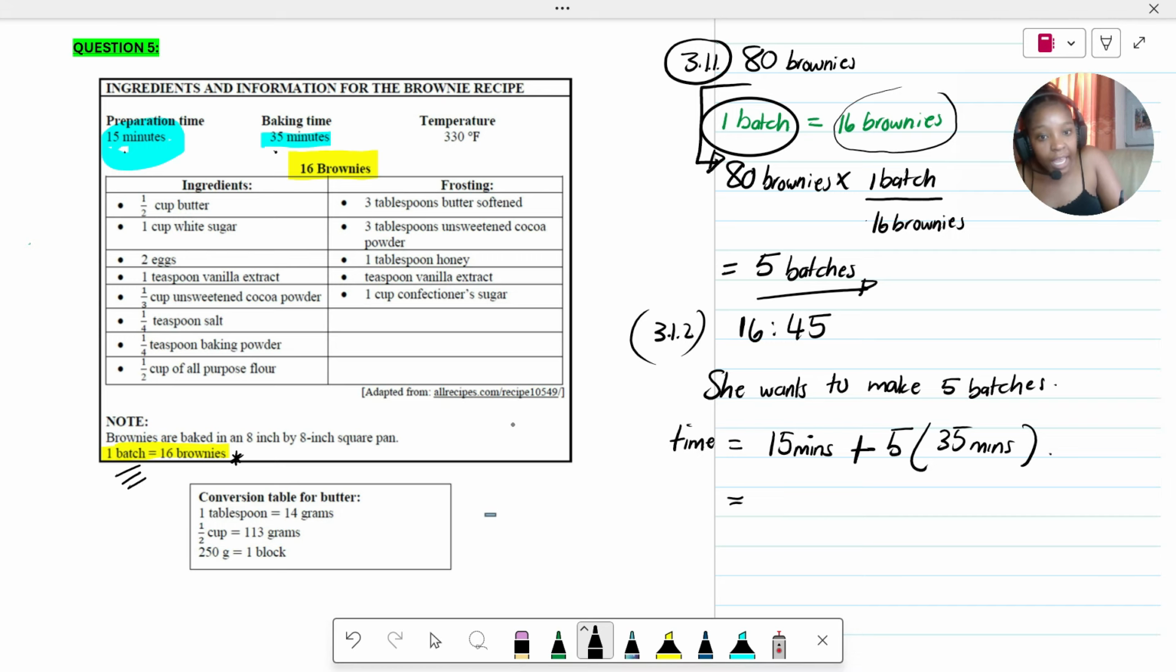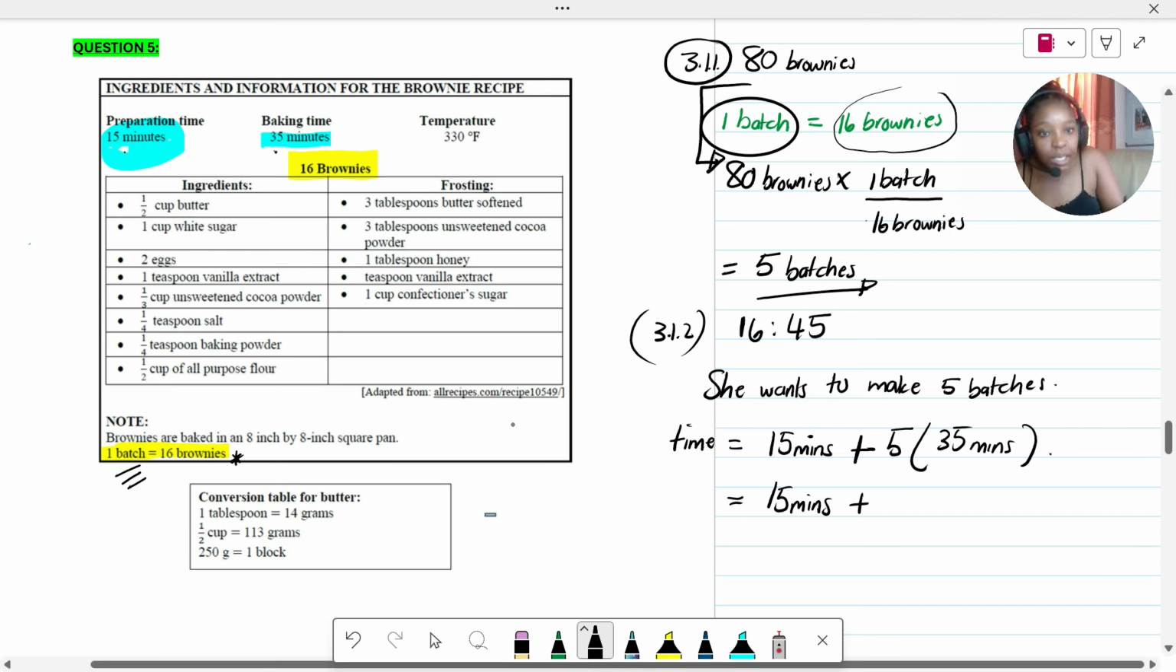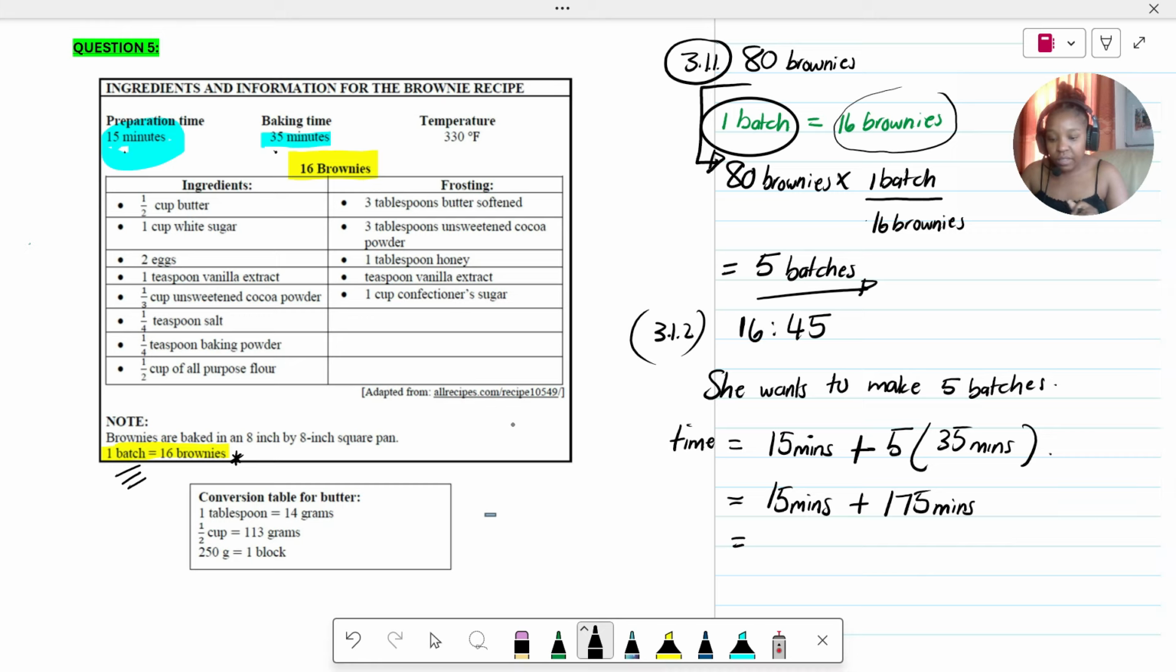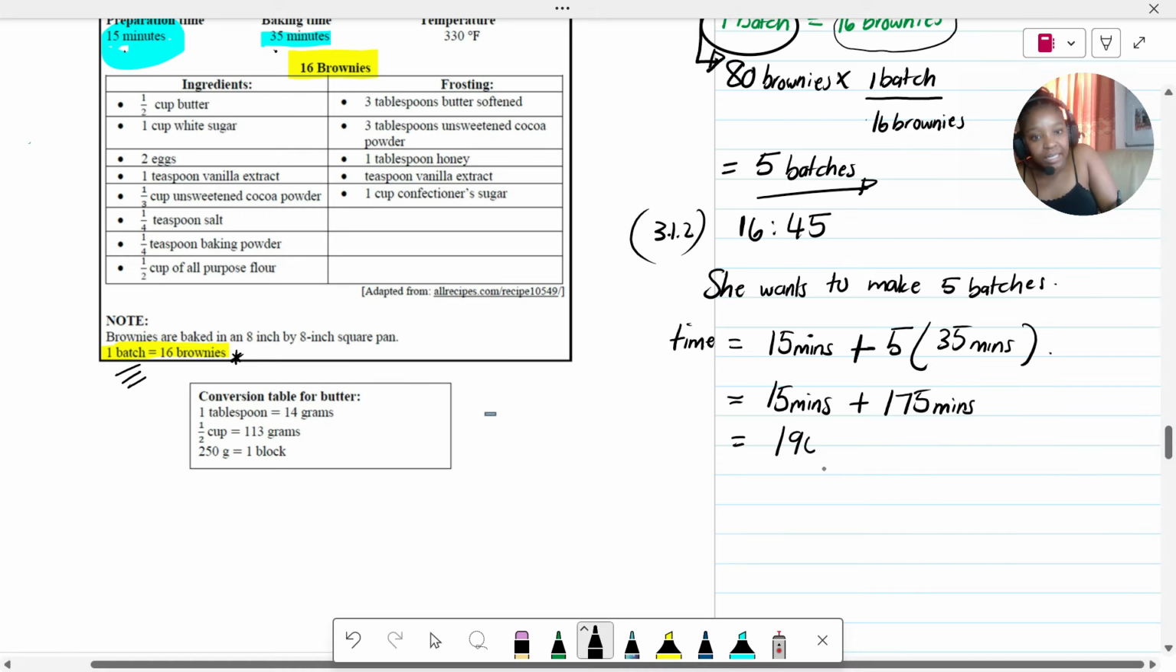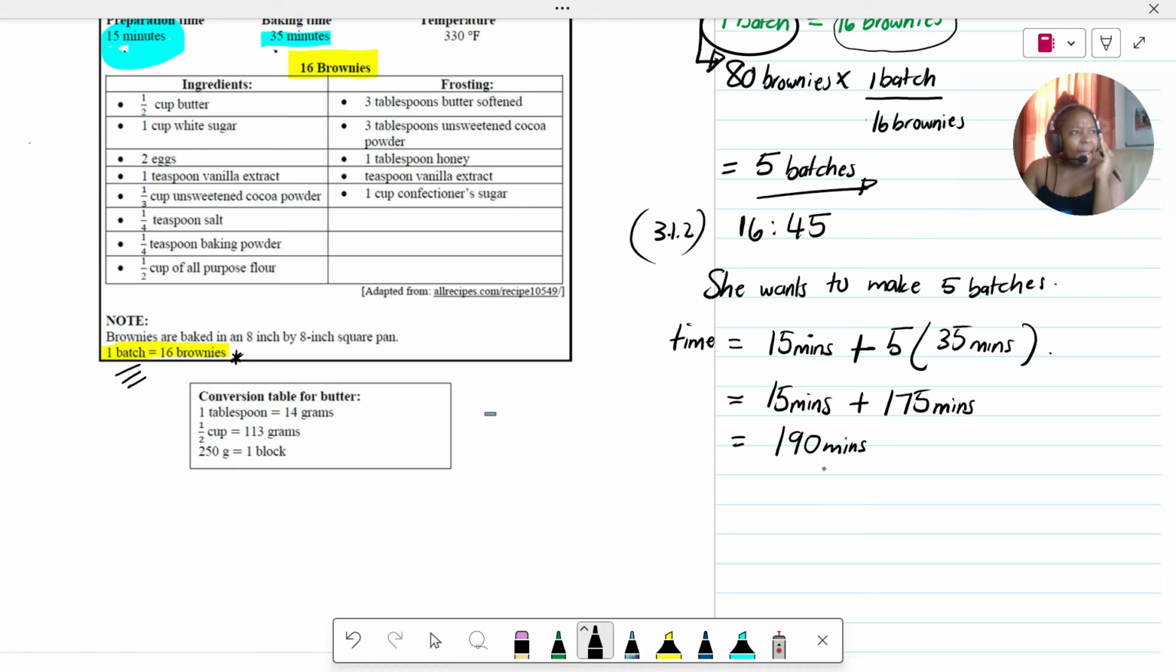Okay, so from there, it's just that 15 minutes plus 5 multiplied by 35, which is equal to 175 minutes. So what's the total time that it will take her to make 5 batches? It's just 15 plus 175, so it's 190 minutes. But now, working with 190 minutes, we can't really figure out how to move backwards to determine the time that she needs to start preparing these brownies.